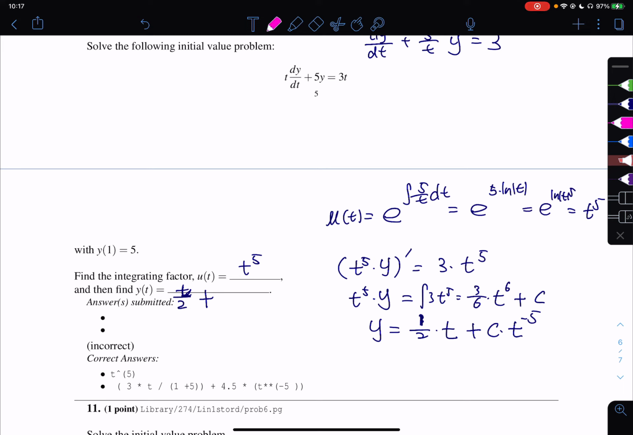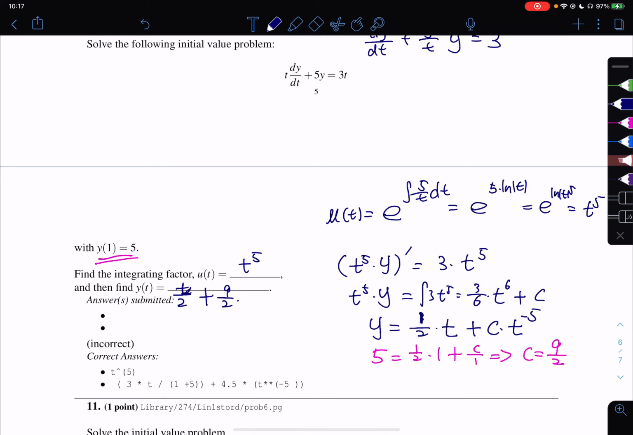What you need to know is the constant because they also give you an initial condition. So you end up with 5 being 1/2 times 1 plus c divided by 1. So you find out that your c is supposed to be 5 minus 0.5, which is 9 over 2 or 4.5, whichever works best for you. So 1/2 t plus 9 over 2 times t to the power of negative 5 is supposed to be your final answer for this problem.